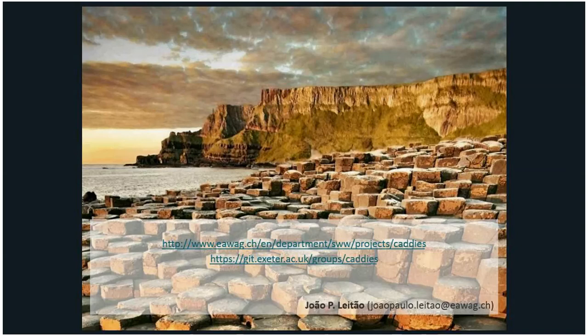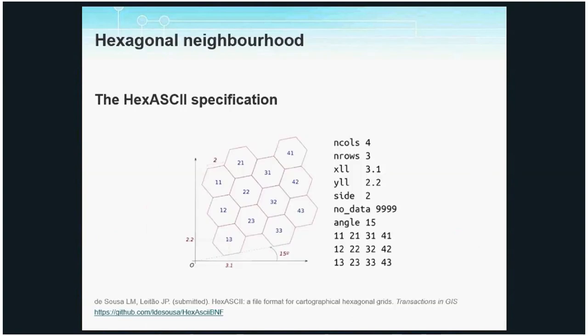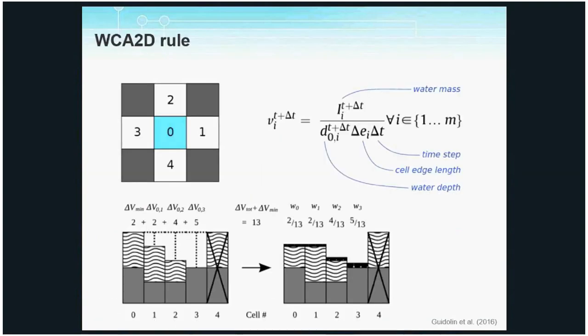The point is, if I go back to this equation, what happens is that if we keep almost everything constant in this equation and we change from squares to hexagons, the cell edge will be different, right? Different and smaller. So this has an impact on the velocity. I don't know if this answers your question. Yeah, in part. Thank you. Okay, thanks.